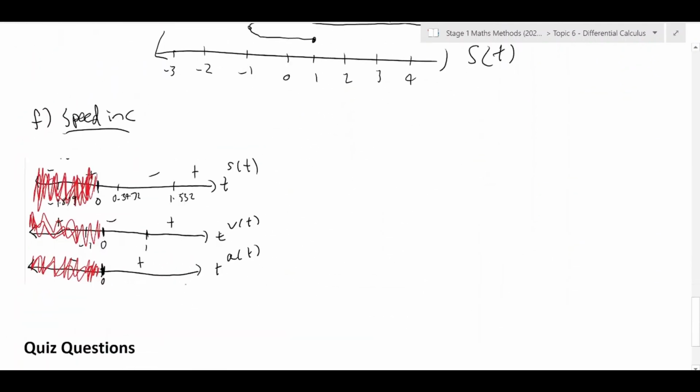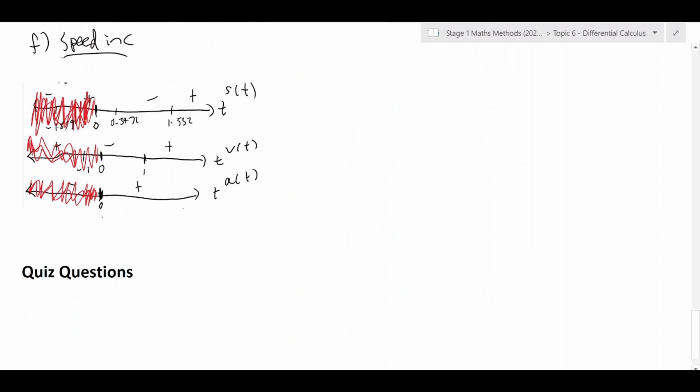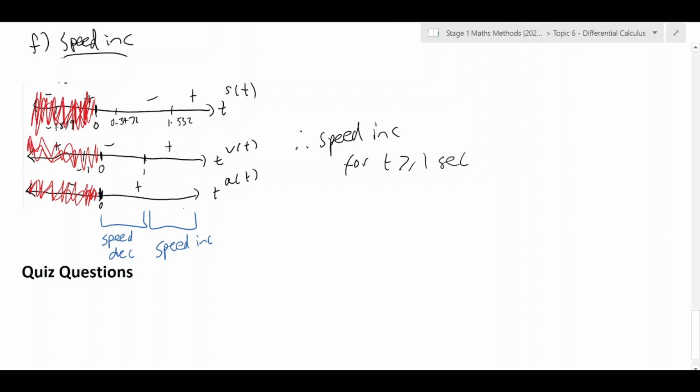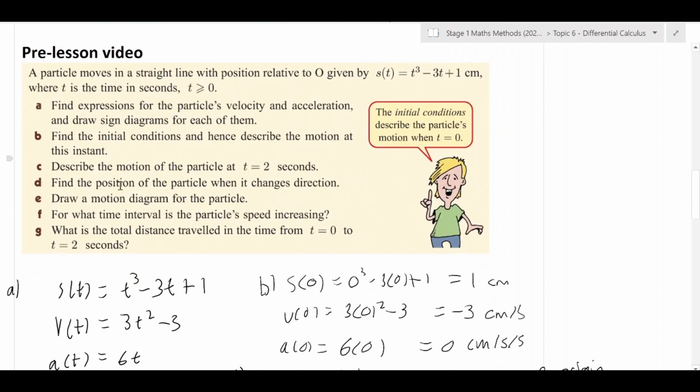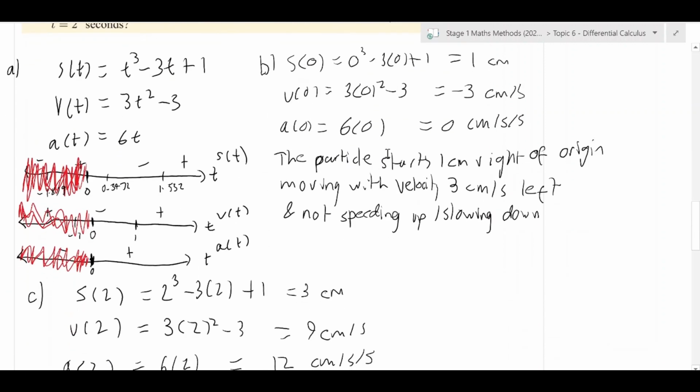So if we look at our sign diagrams, you can see for all this range here, and this is why it's important to line them up, speed is decreasing because we have plus and minus. But for all this range here, speed is increasing. So therefore, speed is increasing for t greater than 1 second. All right, part G, what is the total distance traveled from time t equals 0 to t equals 2?